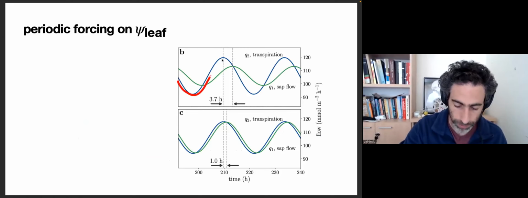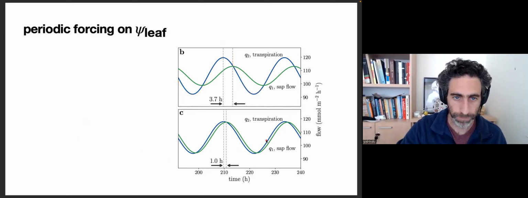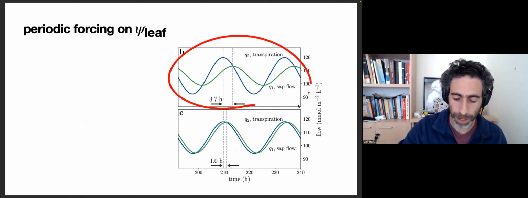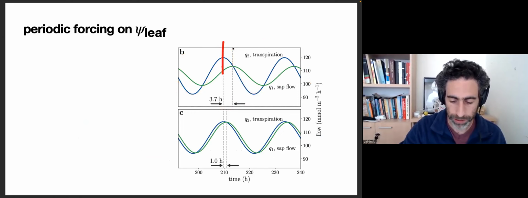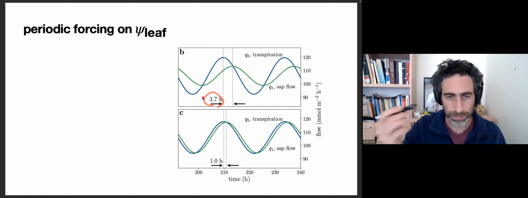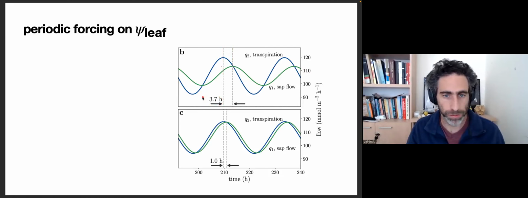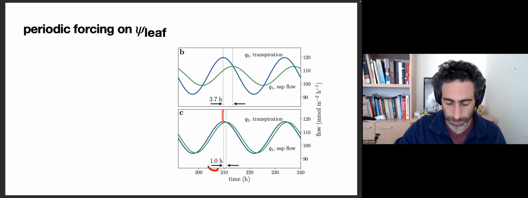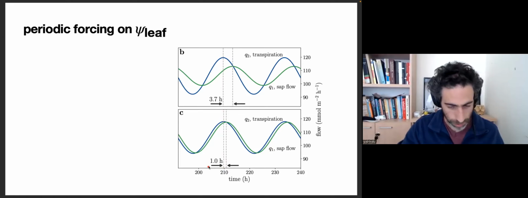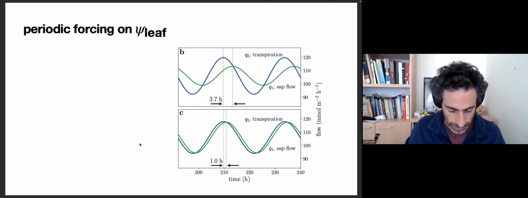in blue, we have the transpiration, and the transpiration peaks before the sap flow in green. Okay, so here in the top panel, I made a situation where they differ by, I don't know, 3.5 hours. And if I play with my model parameters, I can make this difference become 1 hour. What's the difference between those two? Well, I played with the capacitance.